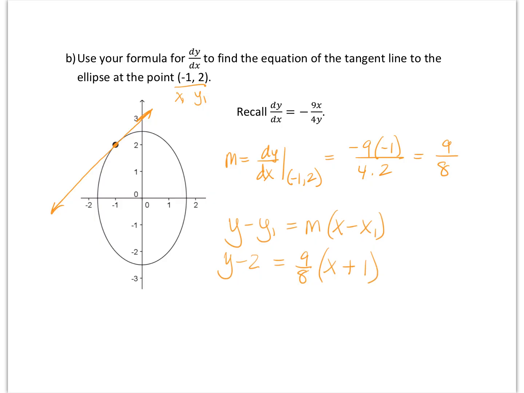And I can now solve for y, just get y by itself. I'm going to have y equals 9/8 x plus, distributing this 9/8, 9/8, plus 2, because I have to add this 2 to the other side. So I have 9/8 plus 16/8, which would be 25/8, which is very close to 3, because 24/8 would be 3. So 25/8 is very close to 3. So that seems like it's right.